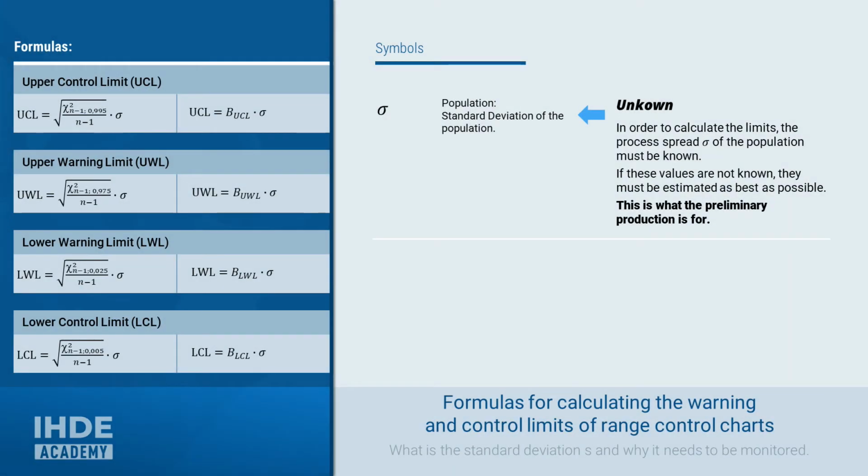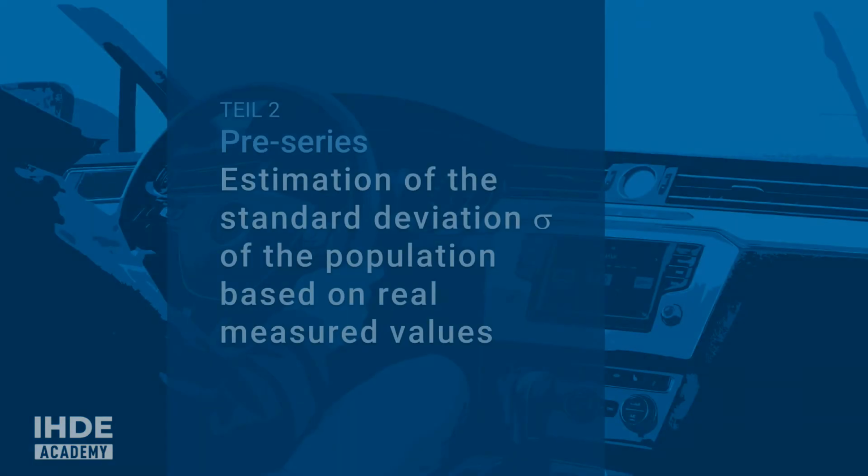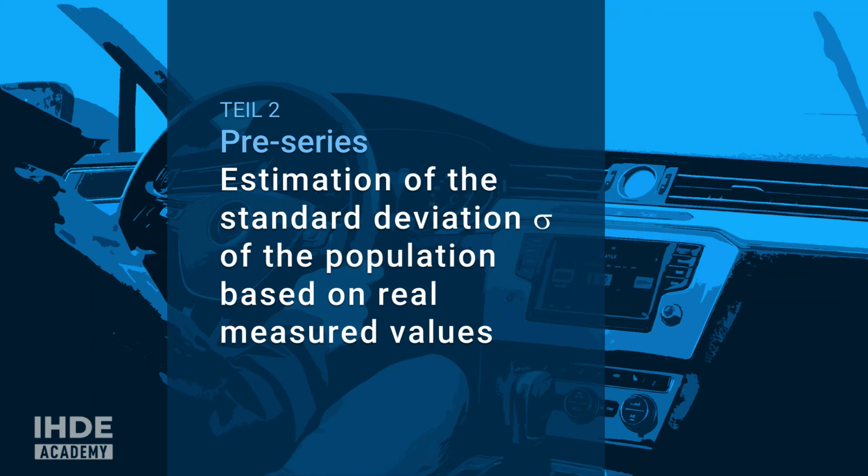To calculate the limits, the standard deviation sigma of the population must be known. Since this is usually not known, it must be estimated as best as possible using a random sample. This random sample can be taken from an ongoing series production or from a pre-series. In this chapter, let's take a look at the result of such a pre-series and use the measurement results to calculate the standard deviation.